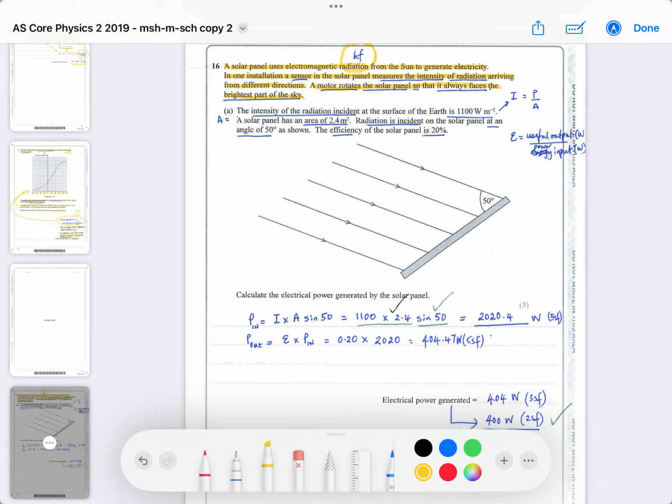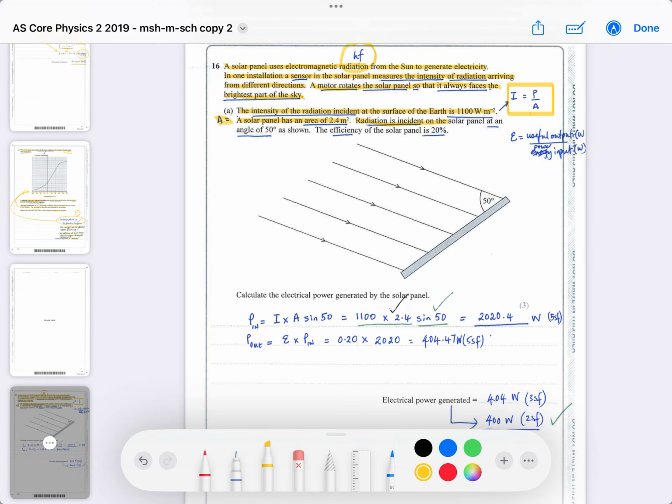It then goes on to say the intensity of the radiation incident at the surface of the Earth is about 1100 watts per square meter. The intensity equation from waves is the power in watts divided by the area in meters squared. Okay, so that's the 1100. So the solar panel, it says, has an area of 2.4 meters squared. So that's the area that we need.